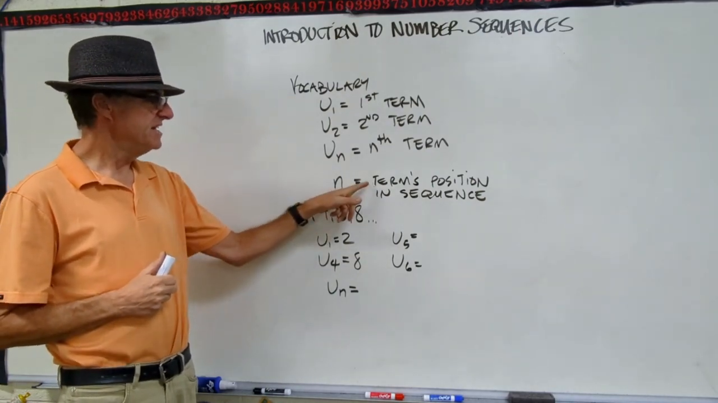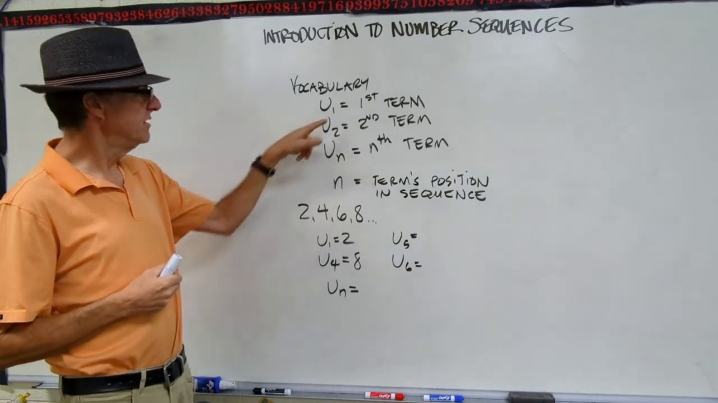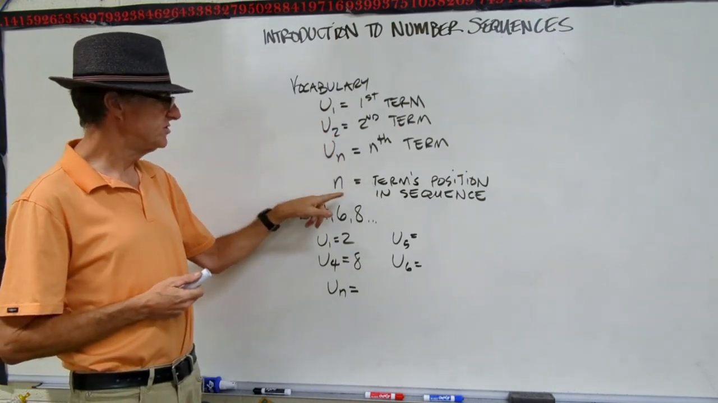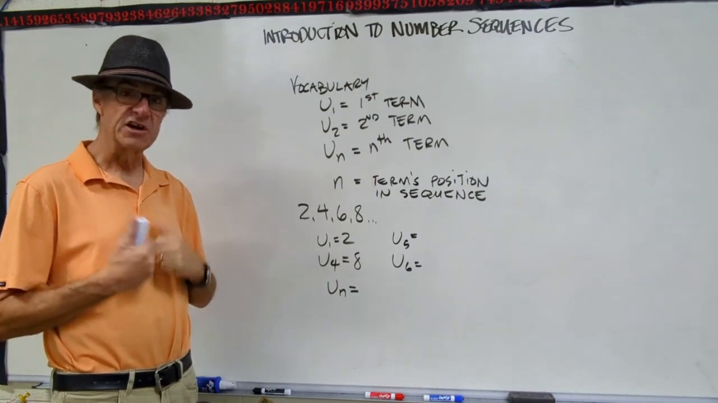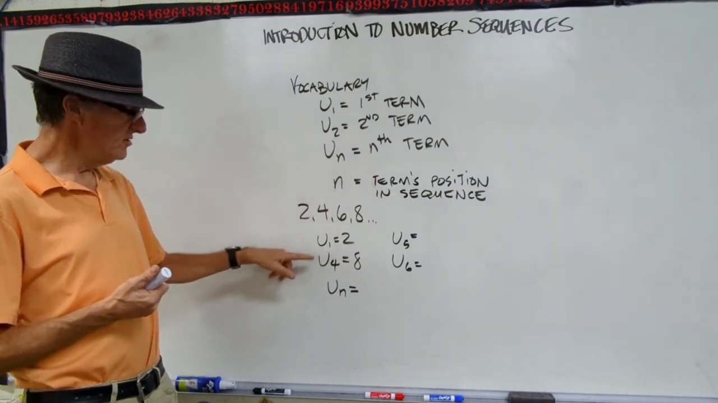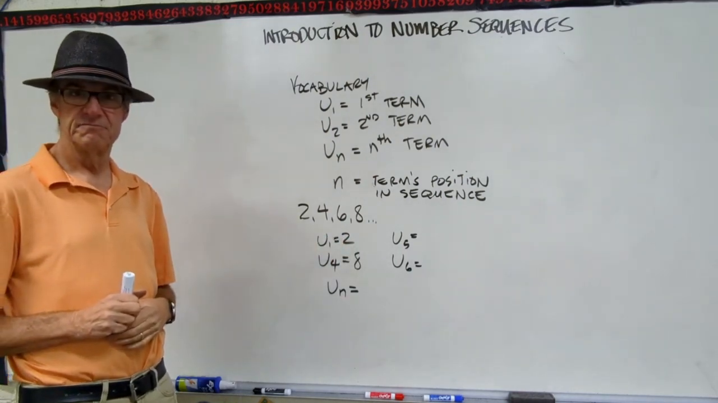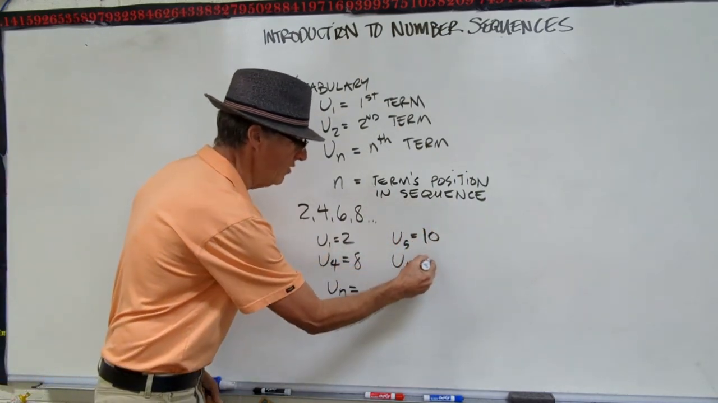Finally, n is the term's position in the sequence. So it's really clear here that this would be the second term, first term, and so on. So n is the term's position, where it falls in our sequence. So we took a look at U1, U2, U3, and U4. So what would U5 be in that sequence? If you said 10, you're right. And then U6 would be 12.